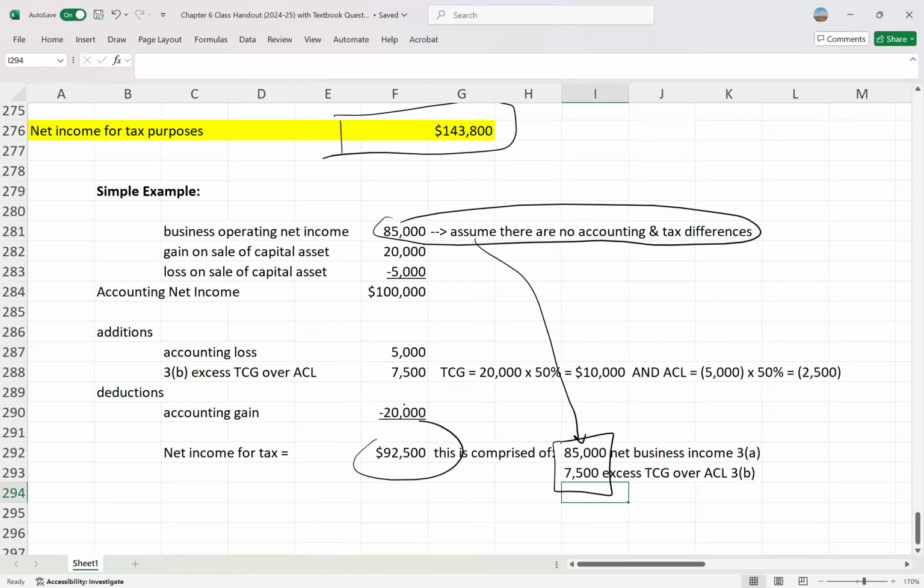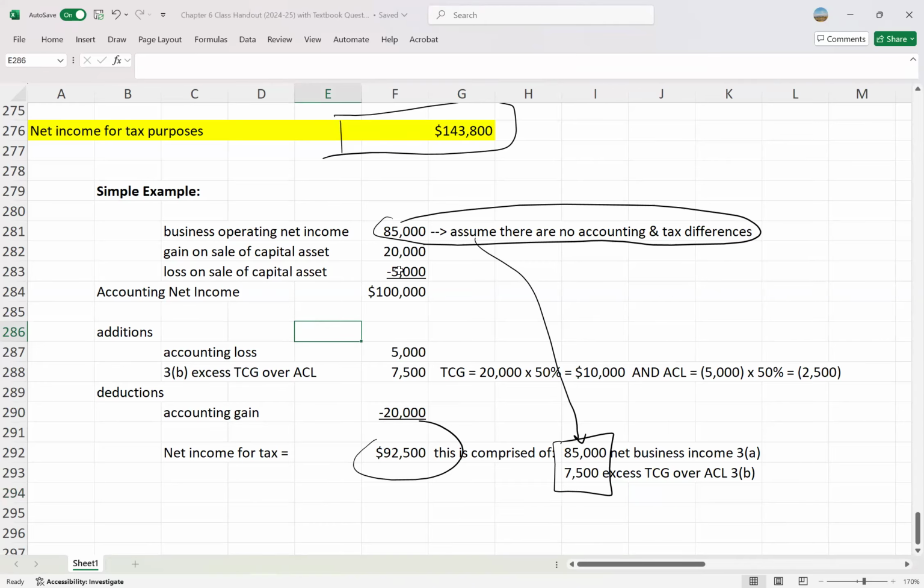So I just want to show that part to you because it does get a little bit confusing when it comes to gains and losses. You remove the accounting amount, so you add back the accounting loss, you deduct the accounting gain, and then you figure out if there's a 3B amount. If there is, you include it. If 3B is negative, then you can't have a negative amount, so that becomes a net capital loss carryover. Any questions about this simple example here?